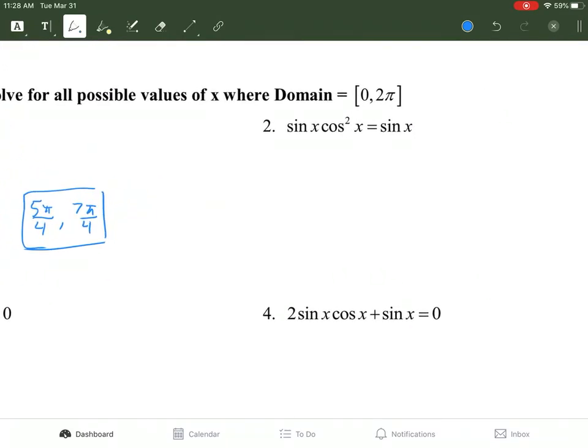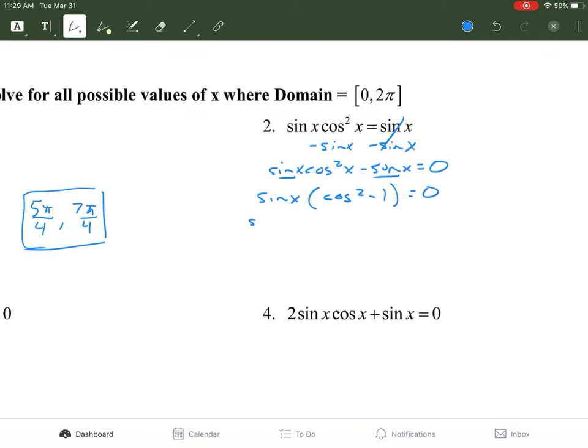Number 2, first step is you're going to subtract the sine of x to the other side. Now, this does not get rid of the other sine of x, because the other sine of x is being multiplied by cosine squared. It just puts 1 next to it. All right. Now, hopefully what you're recognizing here is that you have a sine of x here and here, and you can take it out. You can do the greatest common factor of sine of x. That leaves you with cosine squared minus 1, and that all equals 0.